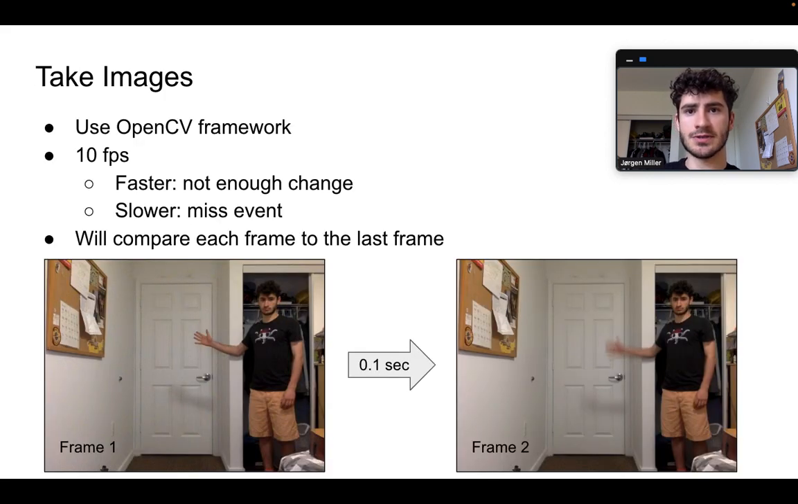To take images, I use the OpenCV framework. I sampled at a frequency of 10 frames per second, or 10 Hz, which means there's a 1/10 second delay between images. I found that if this frequency was faster, there was not enough change between frames, but if it was slower, I might miss events that happen between the frames. Once these frames are taken, they can be compared, each frame to the last.